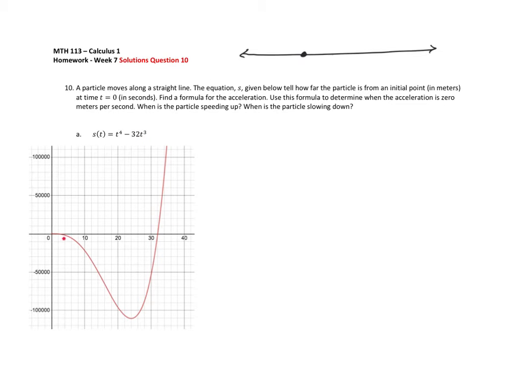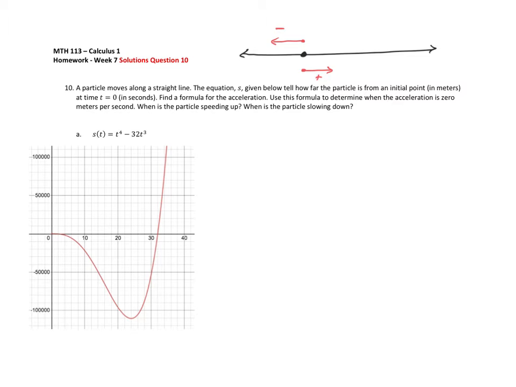I graphed this in Desmos, and I had to really zoom out to get a good picture of it, but here it is. If we have a negative value for the position, that just means the particle is moving to the left. But if it's positive, we'll say that it's moving to the right. That'll be our convention.